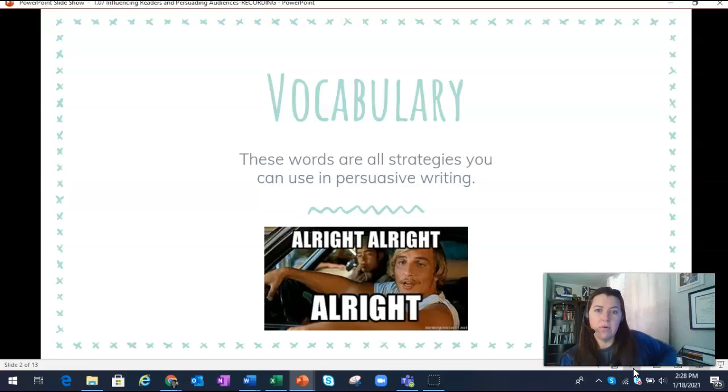The first thing I want to go over with this particular unit is some of the vocabulary that it's really important that you're familiar with in order to understand your task as a reader, but also to understand your task as a writer as we move towards the end of this week. So these words are all strategies that you can use in understanding persuasive writing when you're reading, but also as a writer.